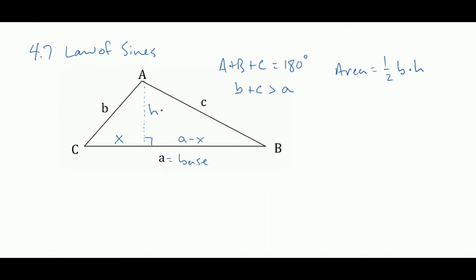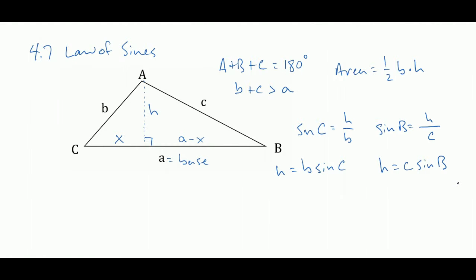If we know this is true, we can take the right triangles that are created here and say that the sine of angle C is equal to H over B. We could also say that the sine of angle B is equal to H over C. With a little bit of moving around, we can take the first equation and say that H is equal to B times the sine of C by solving for H. And if we solve for H in the other equation, H will equal C times the sine of B.